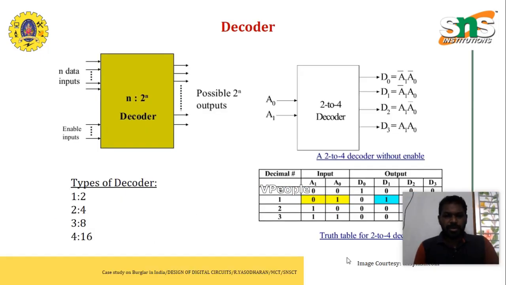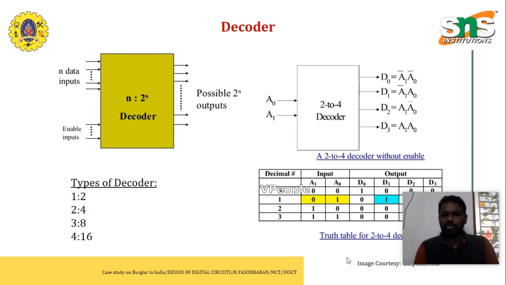Next one is the decoder. A decoder is nothing but the vice versa or inverse of an encoder. Here we have n inputs and 2^n outputs. These n inputs will be enabled by enable inputs. Then we collect the outputs via 2^n data lines. The different types of decoders are 1:2, 2:4, 3:8, and 4:16. The commonly used decoder is 3:8.